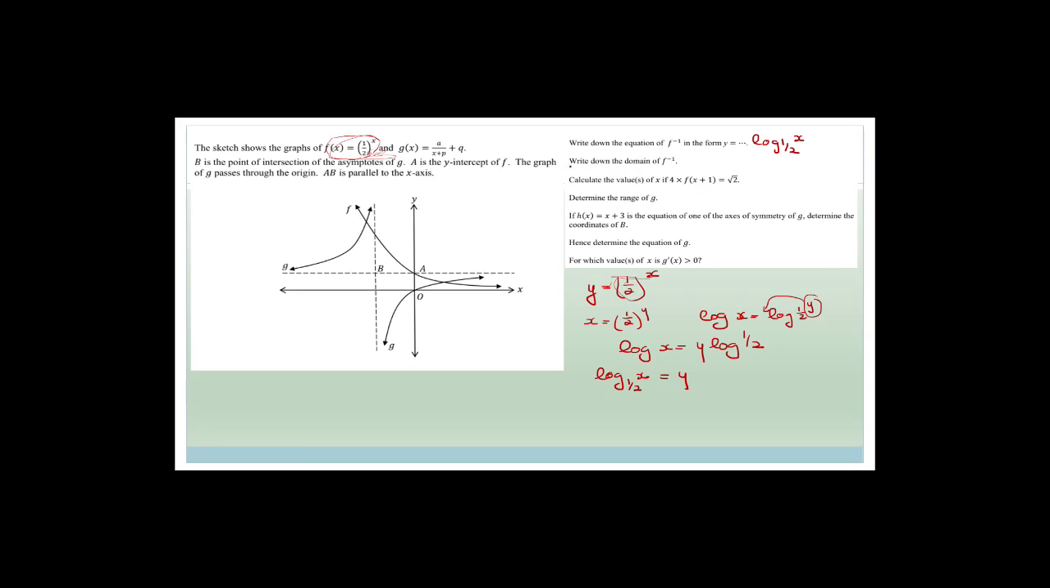Then it says write down the domain of f inverse. The domain of f inverse is going to be the range of the original. And the range of the original, this is f over here, was y greater than or equal to 0. No, just greater than 0. So therefore, the domain of this is now going to be x greater than 0. Now it says calculate the values of x if 4 times f of x plus 1 is equal to root 2.